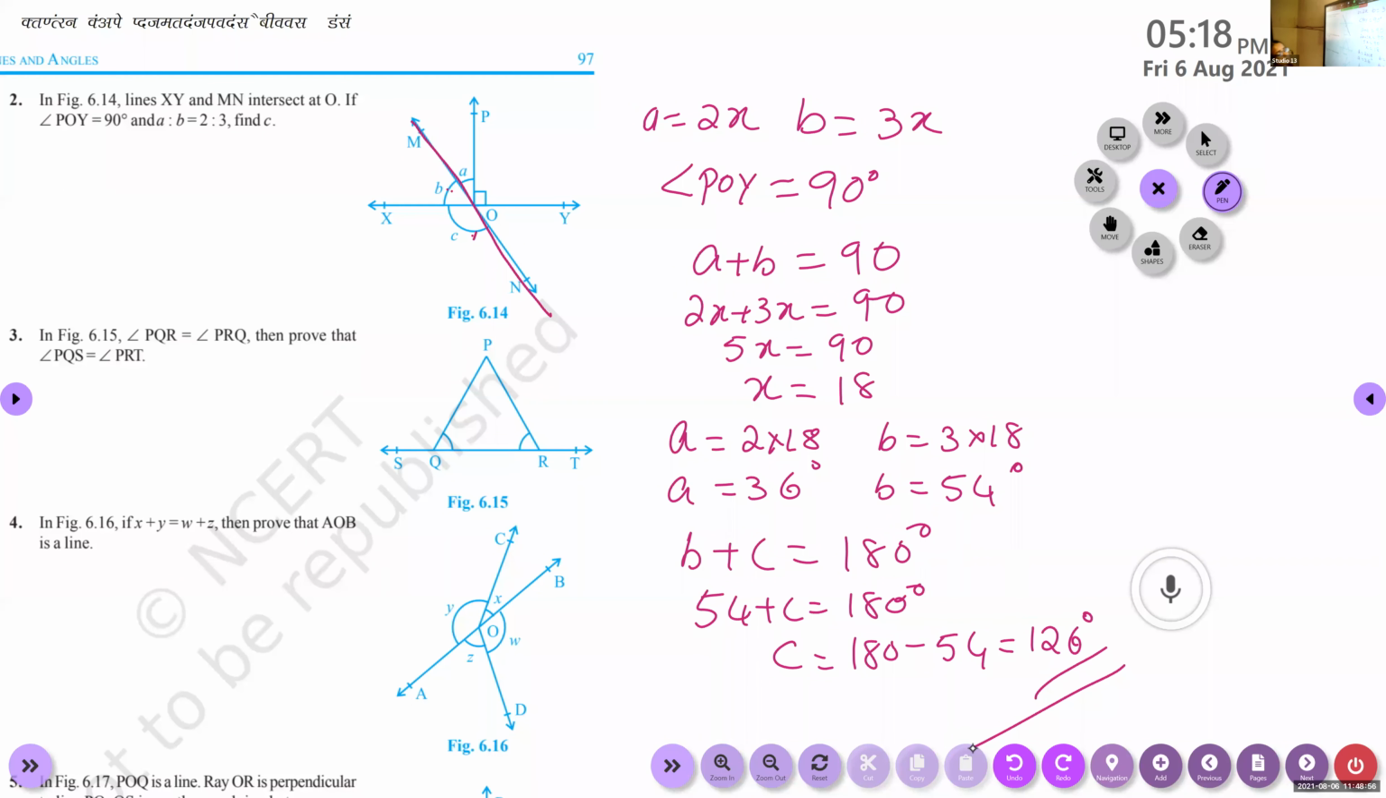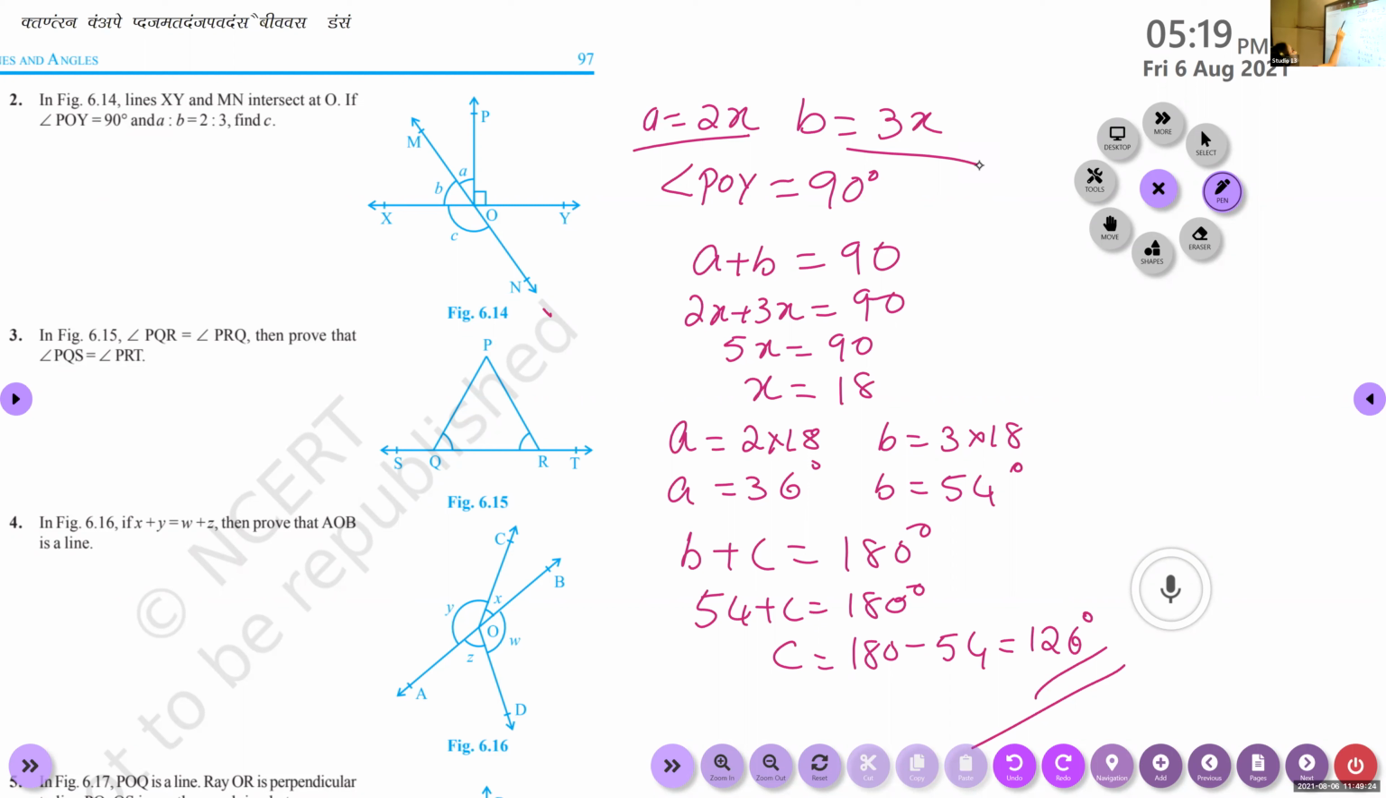And that 18, how did we get it? A is equal to 2 into 18. Ma'am is asking how that 18 degree came. Okay, see, given that A is to B is 2:3, so A is 2x and B is 3x.